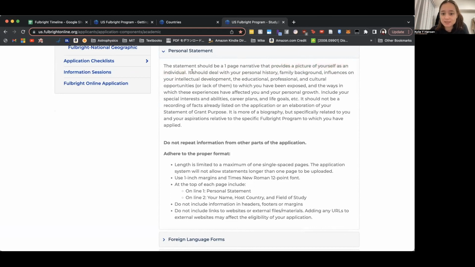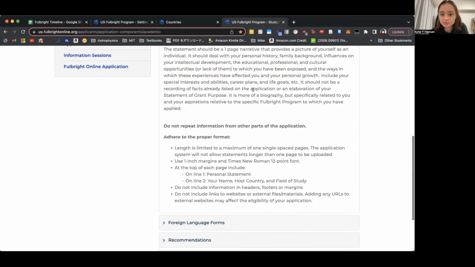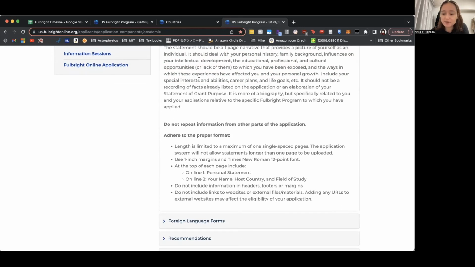Yep. It says here, personal history, family background, influences on your intellectual development, and the opportunities that you have or lack of them to which you have been exposed, and the ways in which these experiences have affected you in your personal growth. So basically your personal growth, your opportunities, your development, your history, family background, influences, that kind of standard stuff. Include your special interests and abilities, your career plans and life goals, etc.